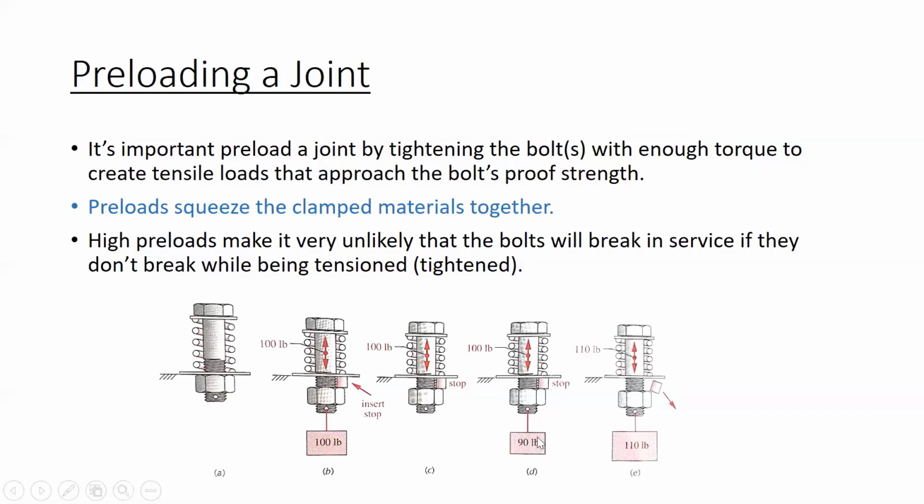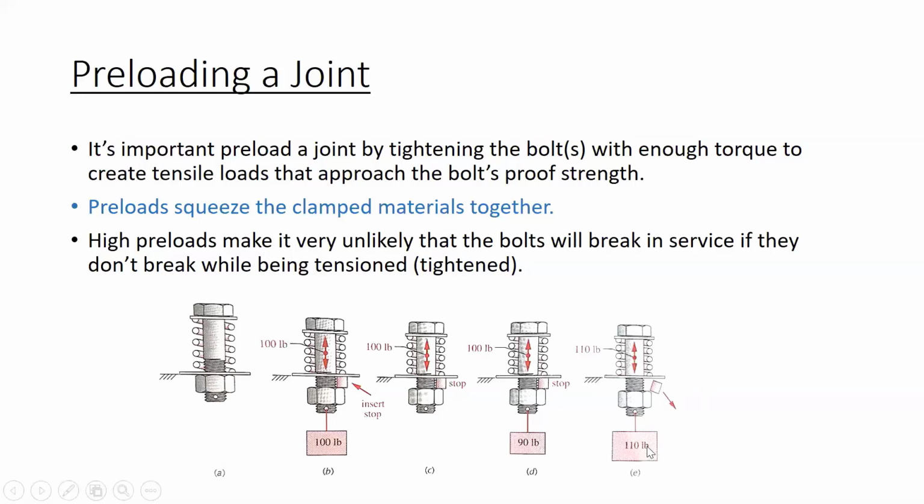Figure D shows a new load of 90 pounds applied to the bolt. So again, the bolt has been preloaded, and now we're applying this new load of 90 pounds. The tension in the bolt is still 100 pounds and will be so regardless of the external load applied until that load exceeds the preload of 100 pounds. So figure E shows what happens when the load exceeds the preload.